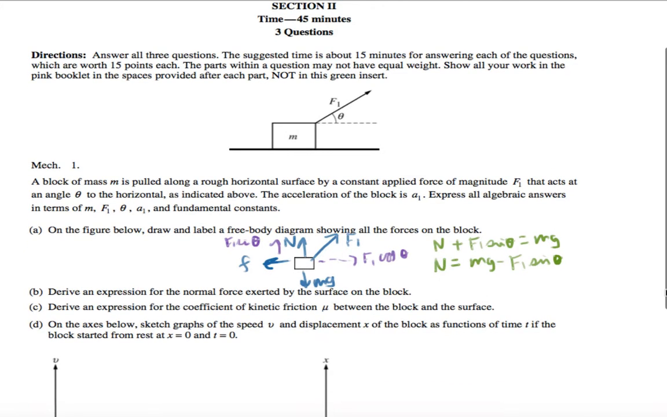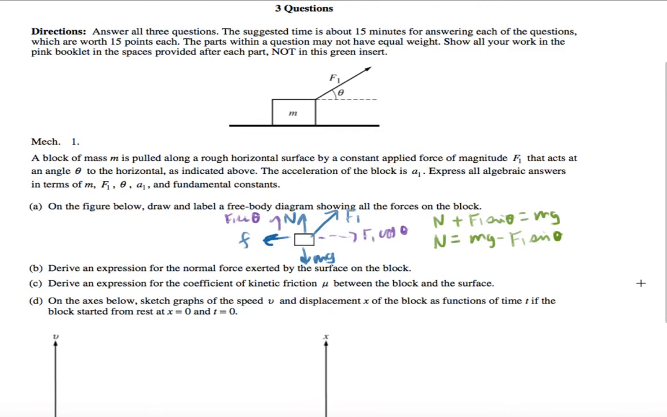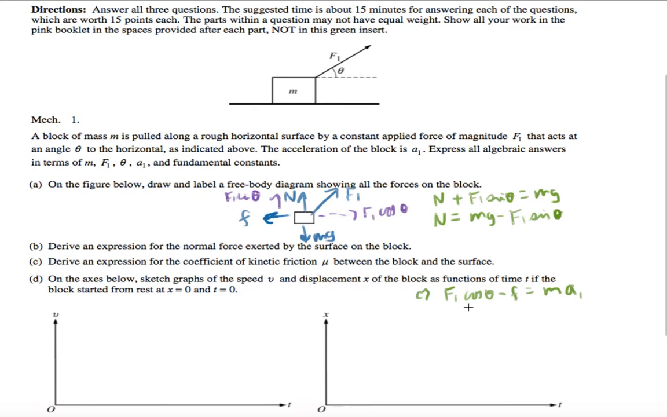Now, for us to actually end up getting mu, well, let's see how we can do that. So for part C, I know that F1 cosine theta acts against the friction, and the effect is that the mass accelerates at A1. So I can actually get the friction as F equals F1 cos theta minus MA1.